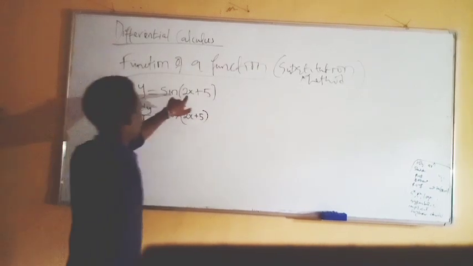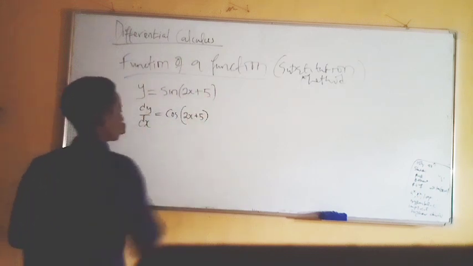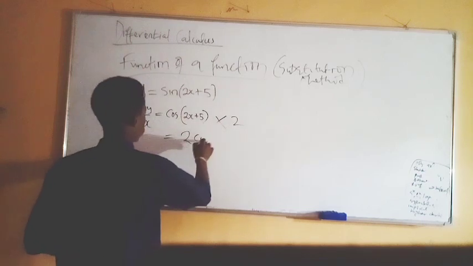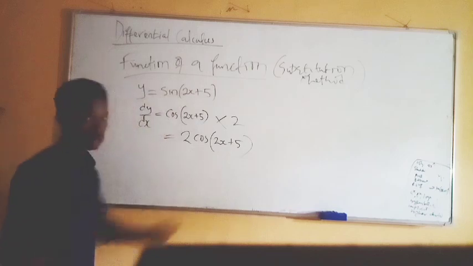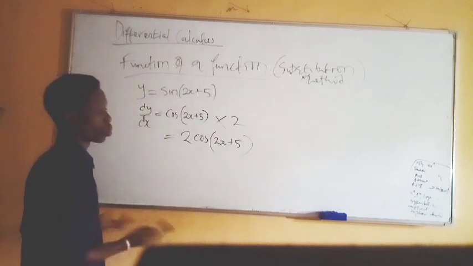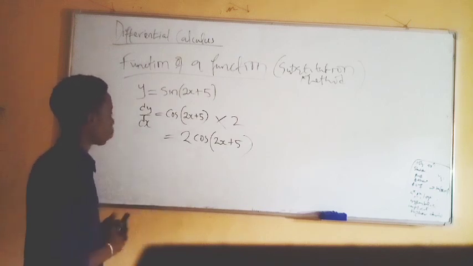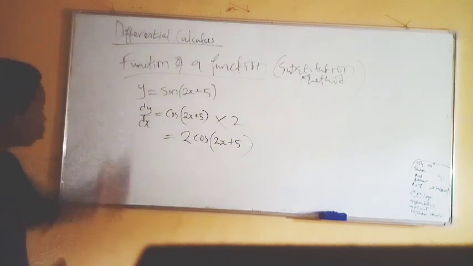Now, if I differentiate 2x plus 5, I'm going to get 2. So I multiply it times 2, which gives me what? 2 cos of 2x plus 5, which is the same as the original answer we got. So, if you can catch up with this, it's even better. It's quicker to use and solve, but it still does the same thing.